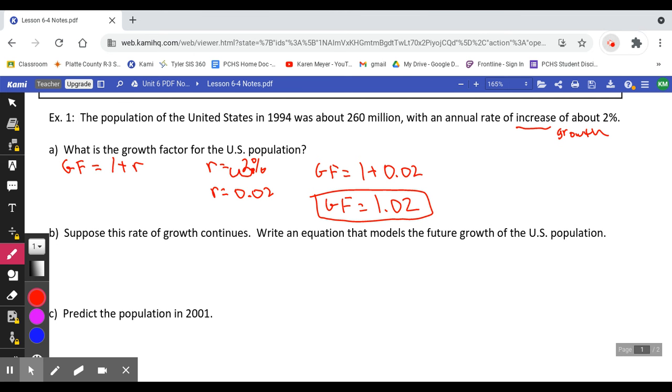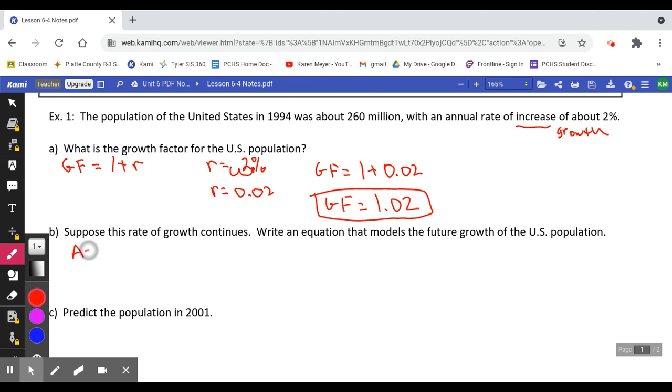Okay, part B, it says write an equation. Okay, so the equation is A equals P parentheses 1 plus R raised to the T. So A equals starting amount. Well, what was the population? It started at 260 million. Now, you don't have to write all those zeros behind the millions because we can just slap the word millions on our answer. So yay for that. And then inside, we already did 1 plus R. That was the growth rate, which was 1.02 raised to the T. There's my equation.